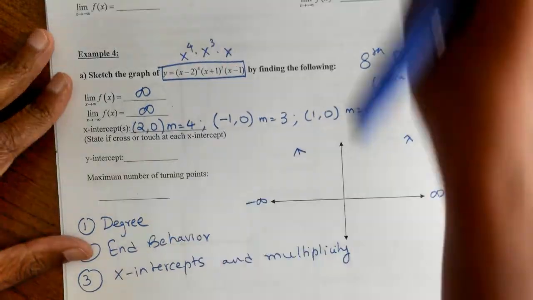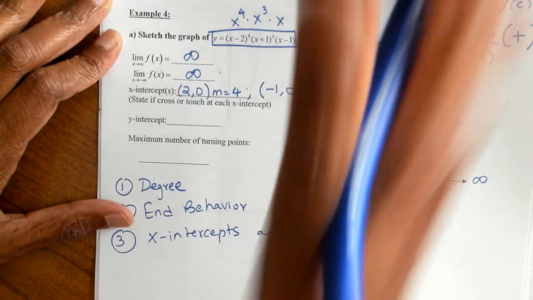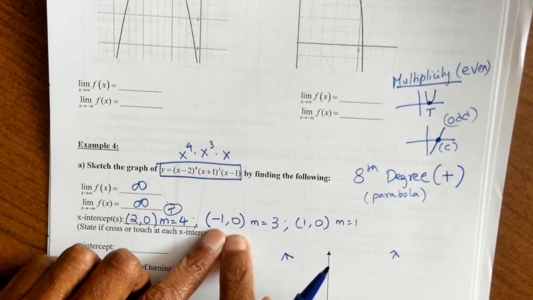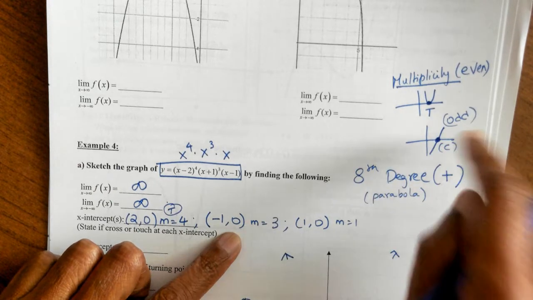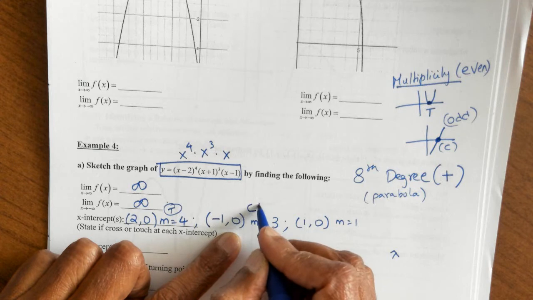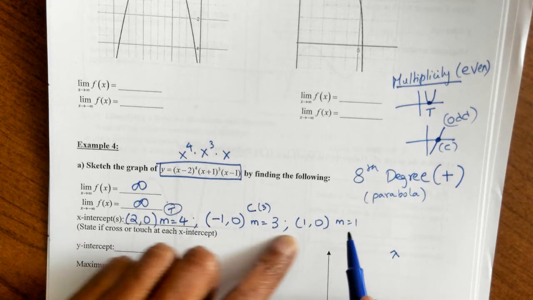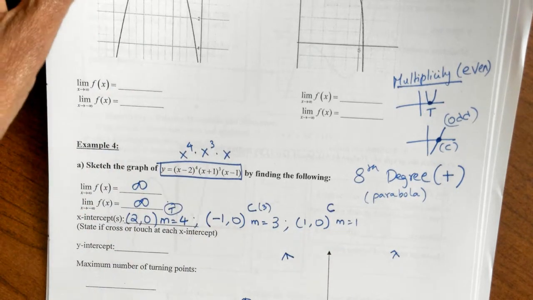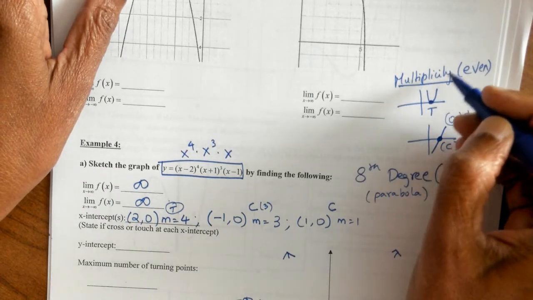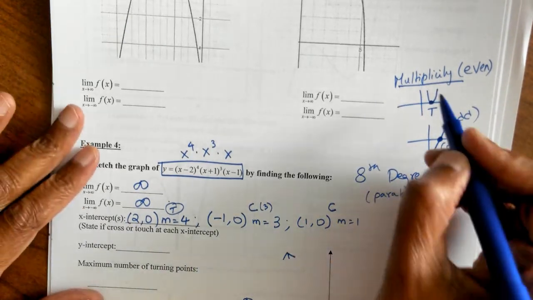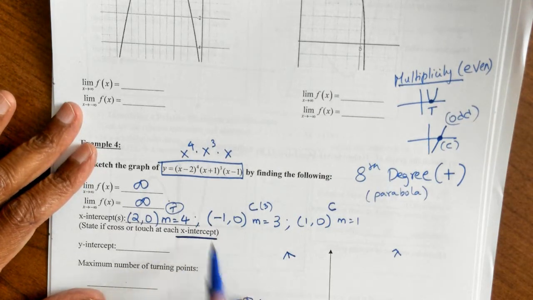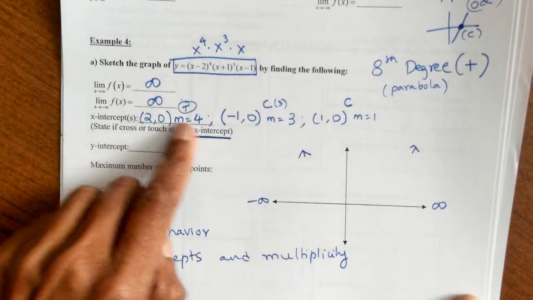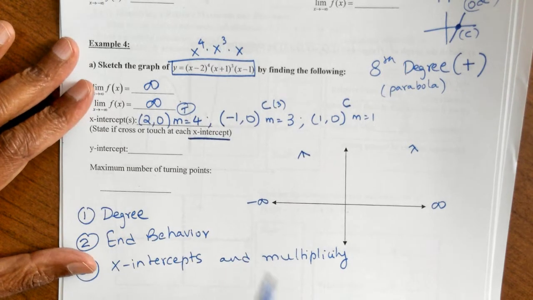So basically, 2, 0, my multiplicity is 4, it's even, so it will touch. Negative 1, 0, multiplicity is 3, it's odd, so it will cross, but it's cubic, so it has a little bit of that turn. And the last one is 1, 0, the multiplicity is 1, so it is linear. So it will also cross the x-axis. So what we are basically looking at is how it behaves at that x-axis. So we have listed our x-intercepts with the multiplicity, whether it touches or crosses.